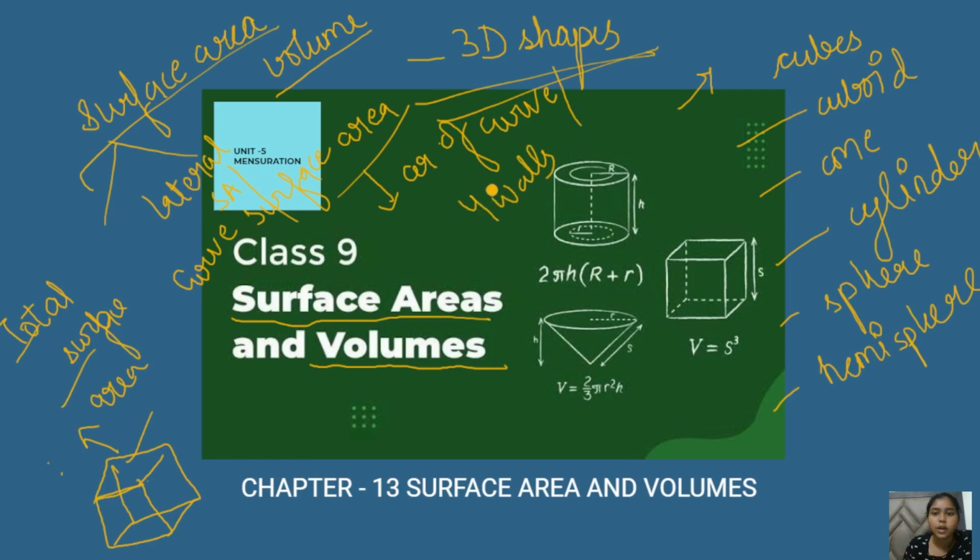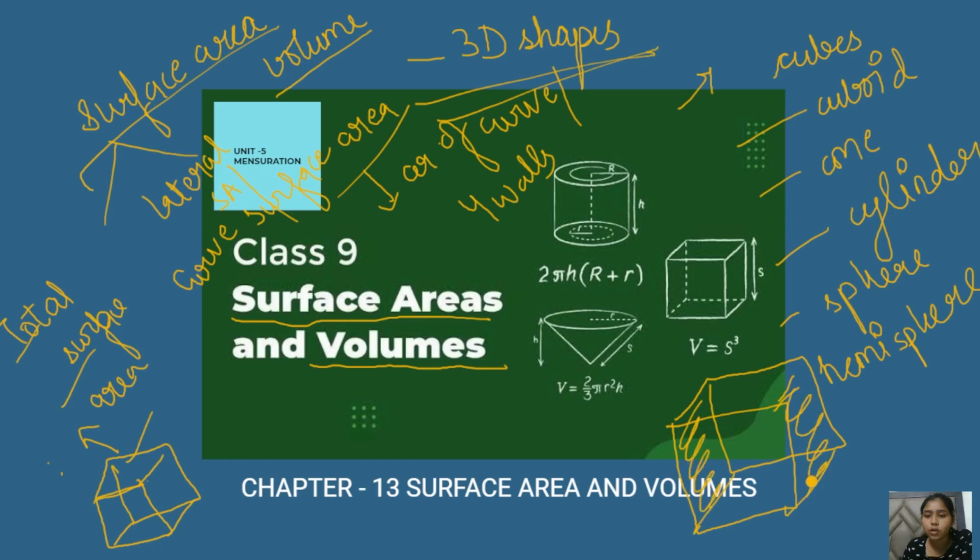Like in this particular cube, only this particular wall, this particular wall, this particular wall, and this particular wall. So these four walls except roof and floor is known as the curved surface or lateral surface area. Except the roof and the floor, that is known as the curved surface area.